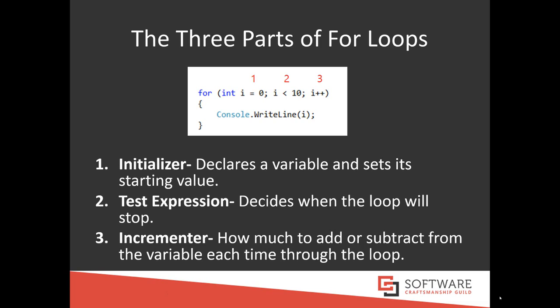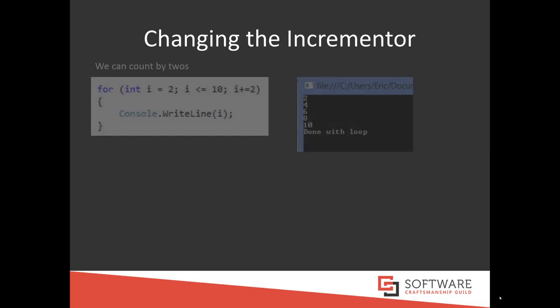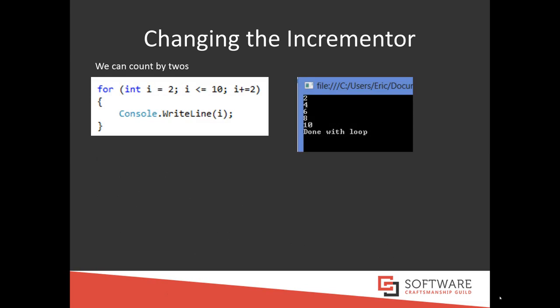The third part is the incrementer, and this determines how much to add or subtract from the variable each time through the loop. Note that we can change the incrementer. For example, if I wanted to count by 2's, I could say int i = 2; i <= 10, and then for my incrementer, I could say i += 2.